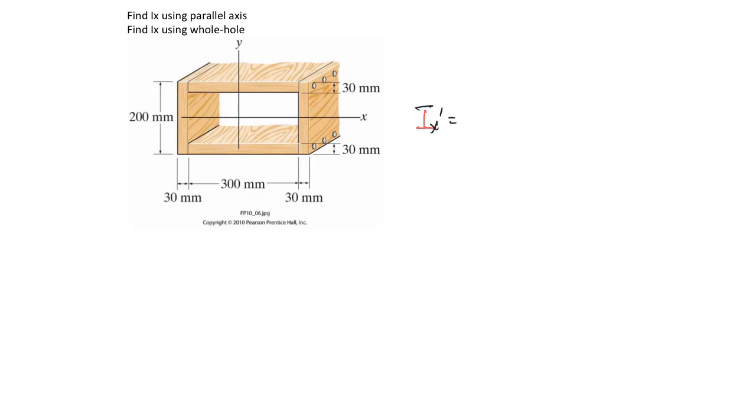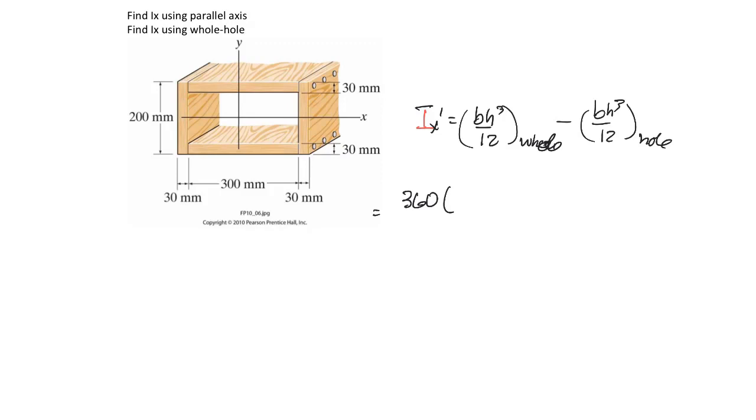Let's choose that. I about x prime is equal to bh cubed over 12 of the whole minus, in this case, bh cubed over 12 of the hole. So let's see what we got there. The base of the entire thing would be 360. The height of the entire thing would be 200.